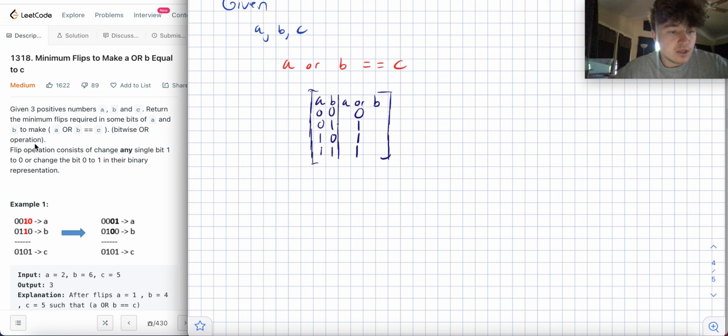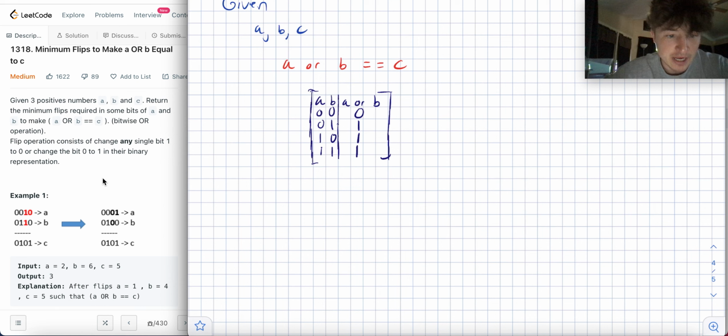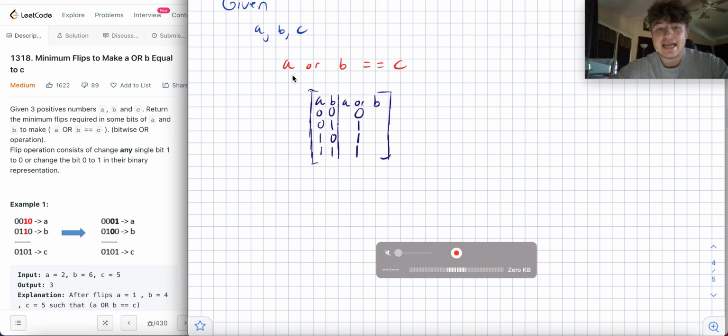So flip operations consist of changing any... Sometimes these problems aren't written well, or maybe I'm not reading it right. A flip operation consists of changing any single bit. You can change any single bit from 1 to 0, or change a bit from 0 to 1 in their binary representation. So I can take a bit and convert it to a 1, but that costs 1 point. Or I can take a 1 and convert it to 0, it costs 1 point. And my goal is to take A OR B and make it equal to C.